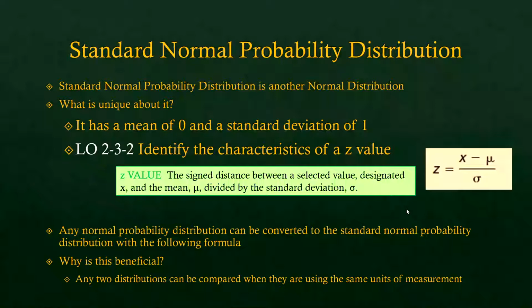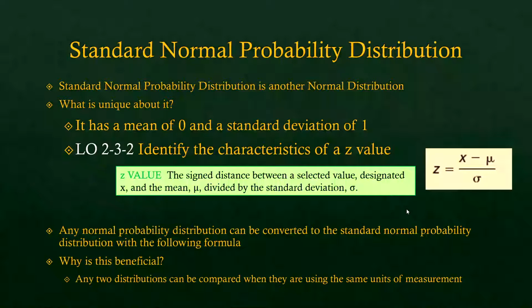So the big difference is that when you make any normal distribution into a standard normal distribution, you are making it so that the mean is 0 and the standard deviation is 1. So it doesn't matter what the data was previously, the mean is 0 and the standard deviation is 1. So that's the big characteristic of the standard normal probability distribution that makes it different from everything else.